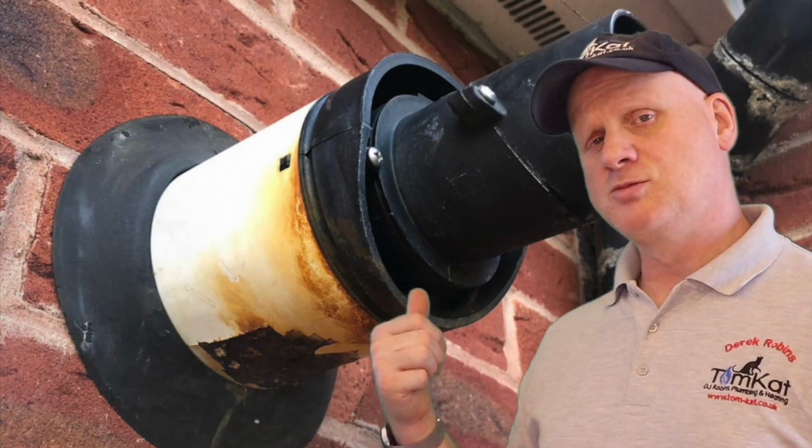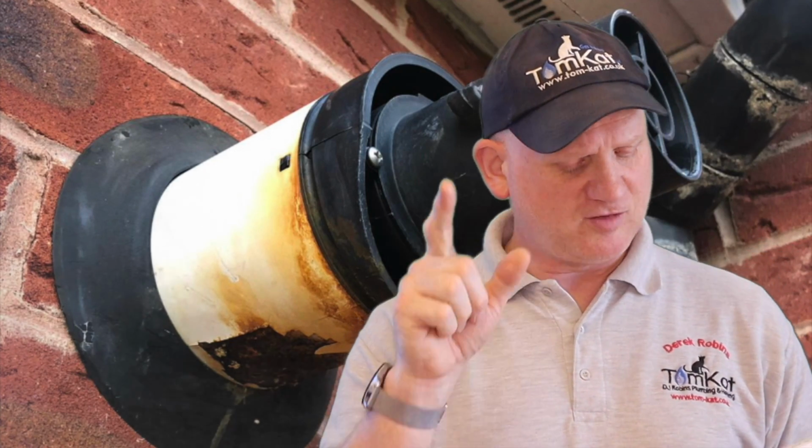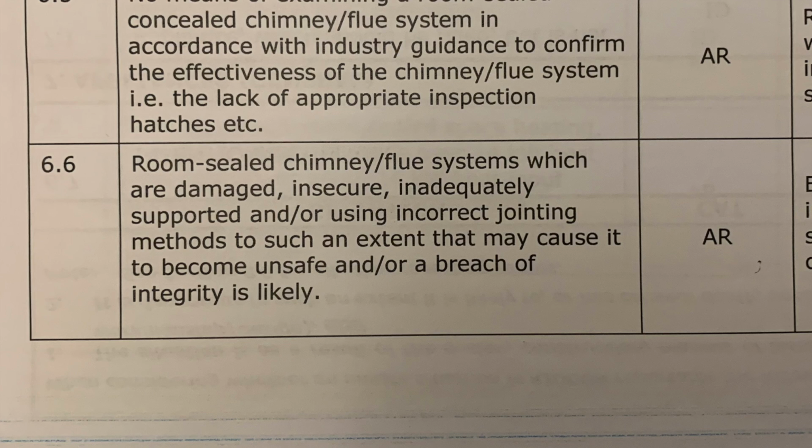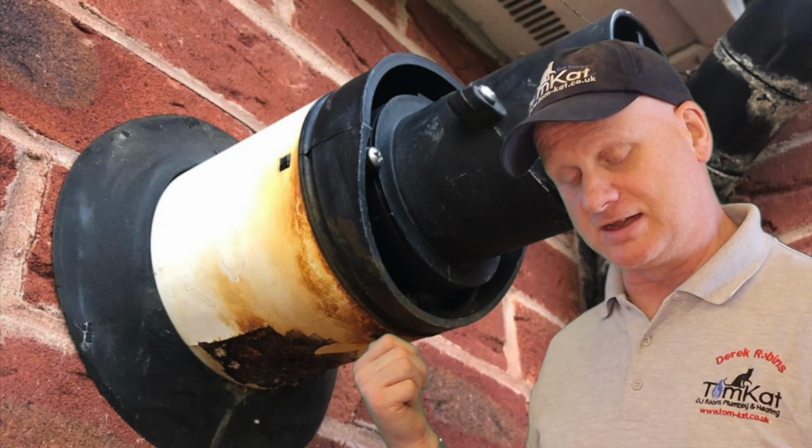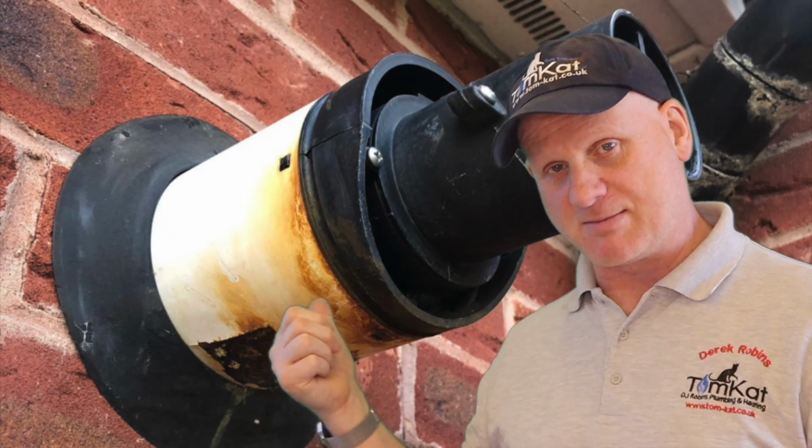So this comes under a couple of sections. The first one is our good old friends 6.6. So room sealed chimney flue systems which are damaged or insecure. This is definitely damaged, and we would categorise this as at risk because of the damage.